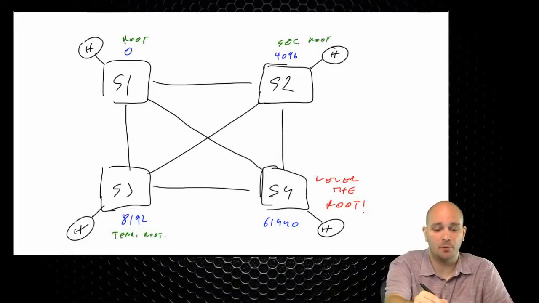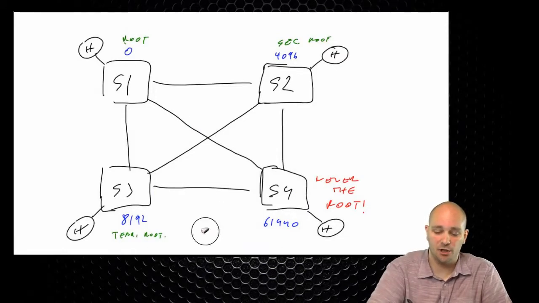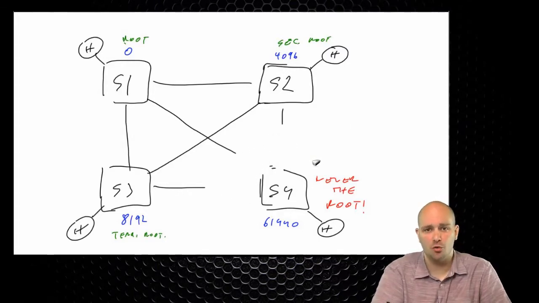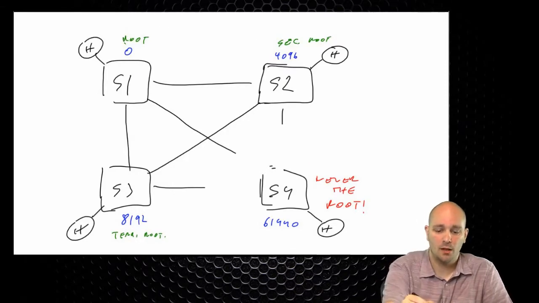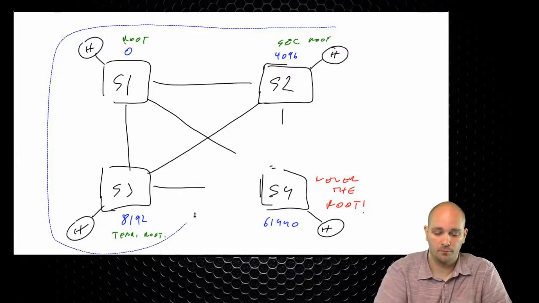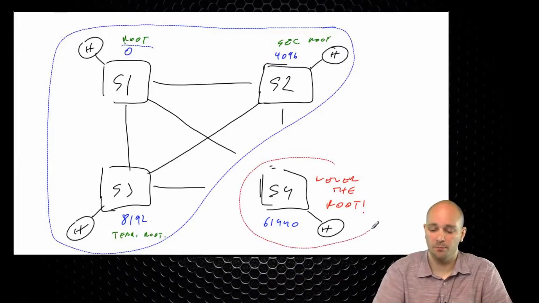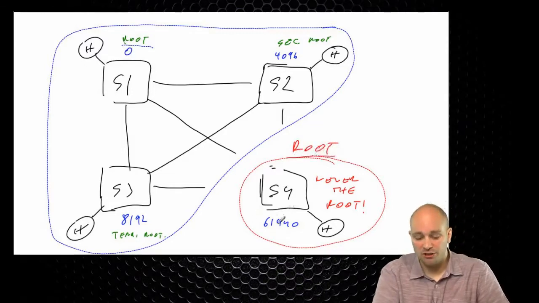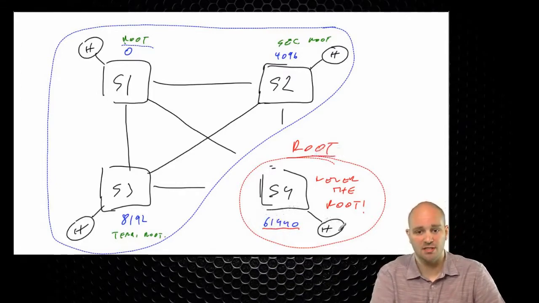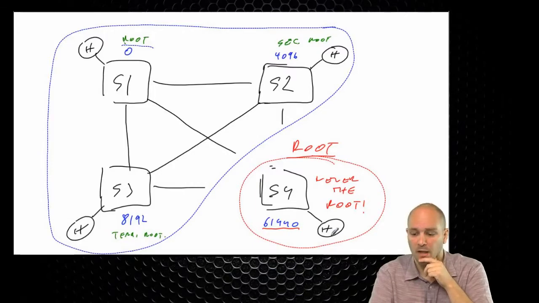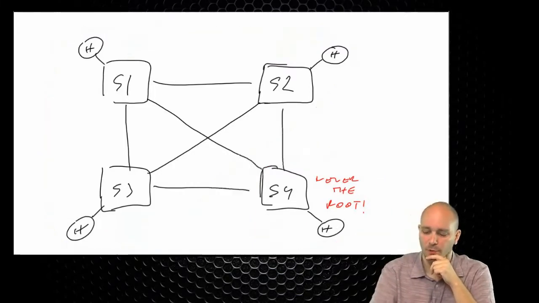But what happens, for example, if these links here fail? So now switch 4 is cut off from the network. Who is the root in the network? Well, in this network here, R1 is the root. But in this network here, switch 4 is the root because it has the lowest priority of all devices in this network. This is just a host. This is not a switch. So have we satisfied the requirements of our task now? Not really. So let's go back to the drawing board.